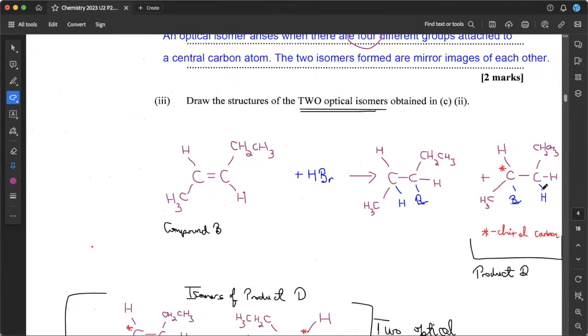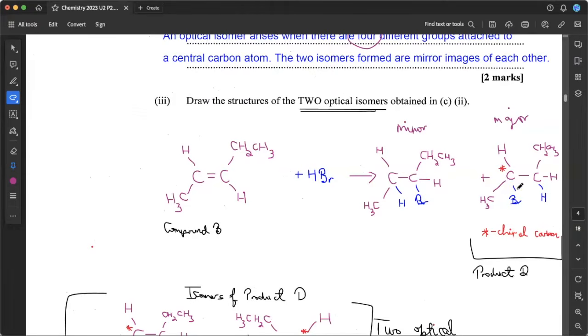So let's look at this one over here. This is our major product right here, and this is our minor product. We're going to get 2 products. We're going to get one where the hydrogen adds to the carbon that has the most hydrogens, which is this one. So the hydrogen is being added here, this blue hydrogen. And then, of course, the bromine is going to add to this one.